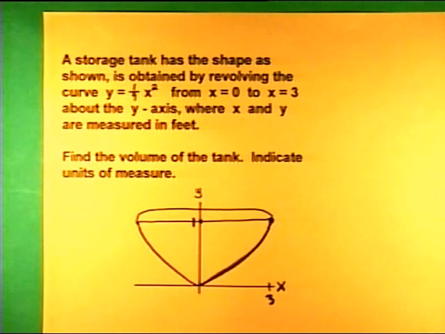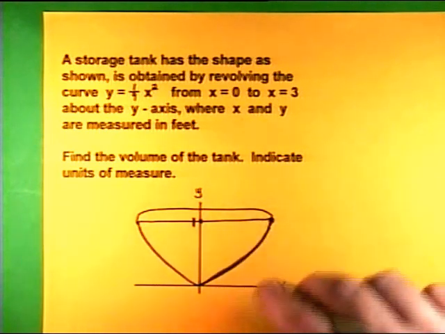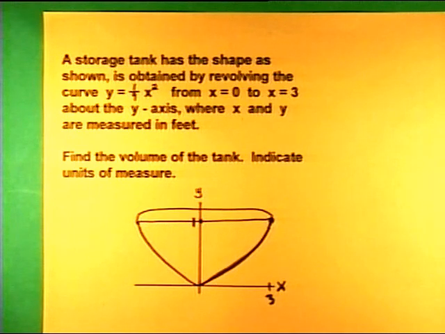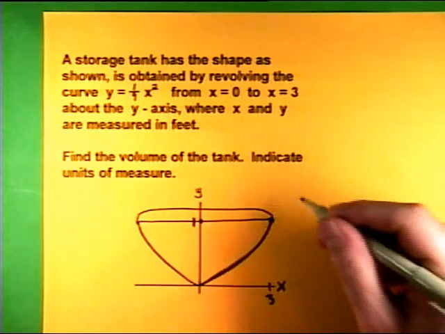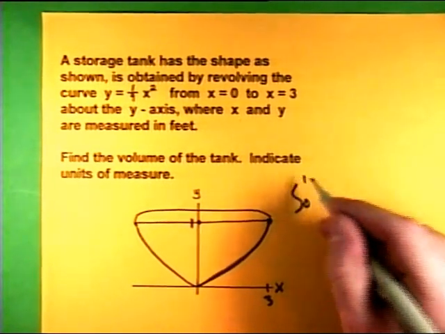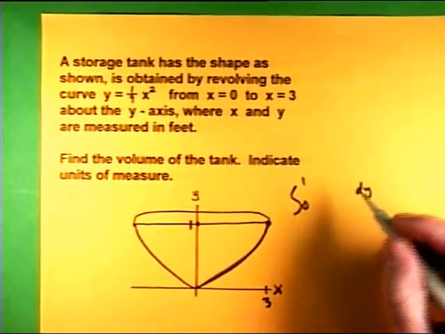Now, first of all, is this going to have a hole or no hole? First of all, before you do that, if it's rotating about the y-axis, are we going to go from 0 to 1 or 0 to 3? If it's rotating about the y-axis. 0 to 1, right? So the first thing you're going to write down is 0 to 1. You have a dy out here.